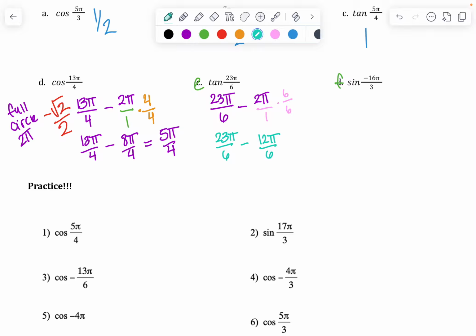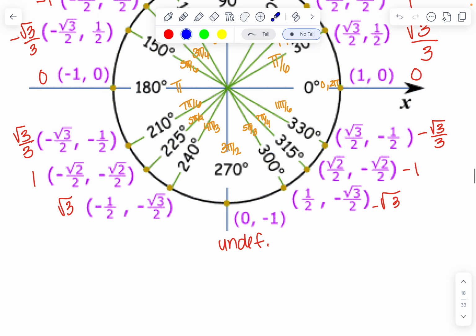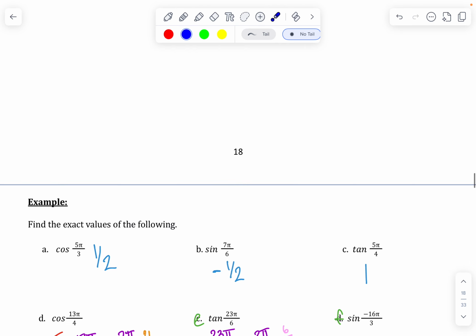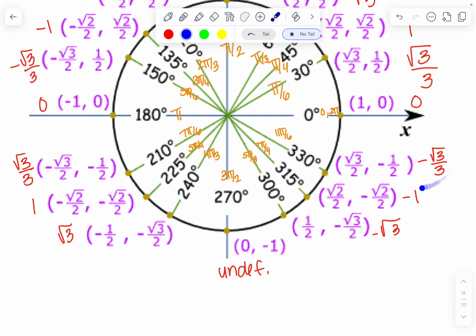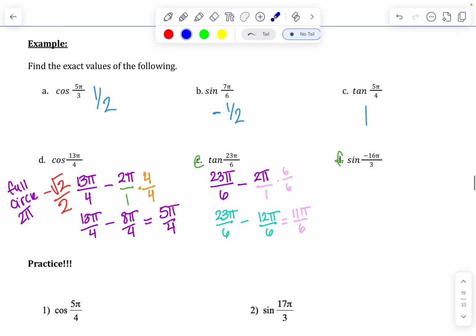So 23 minus 12 would give us 11 pi over 6. And so that means that these two angles are coterminal. They're landing in the same spot, which means our sine, cosine, and tangent ratios are all going to be the same. So let's go back up to our unit circle, find 11 pi over 6, and we were being asked, I believe, for our tangent. Yep, our tangent value. So at 11 pi over 6, our tangent was negative root 3 over 3.